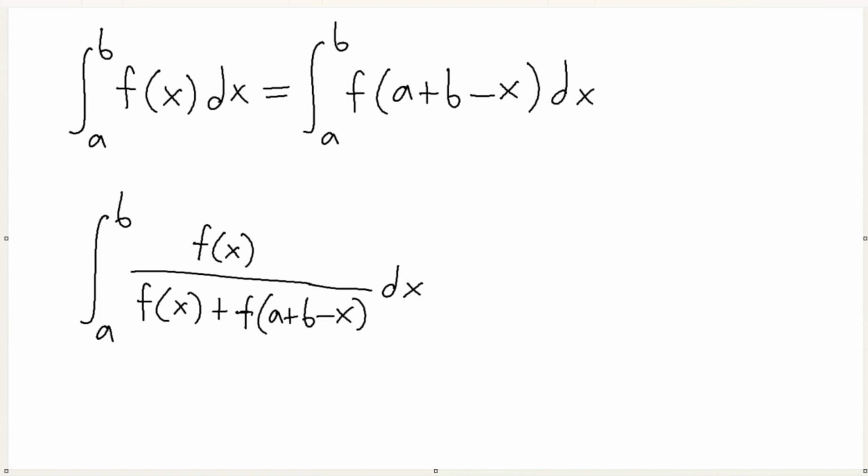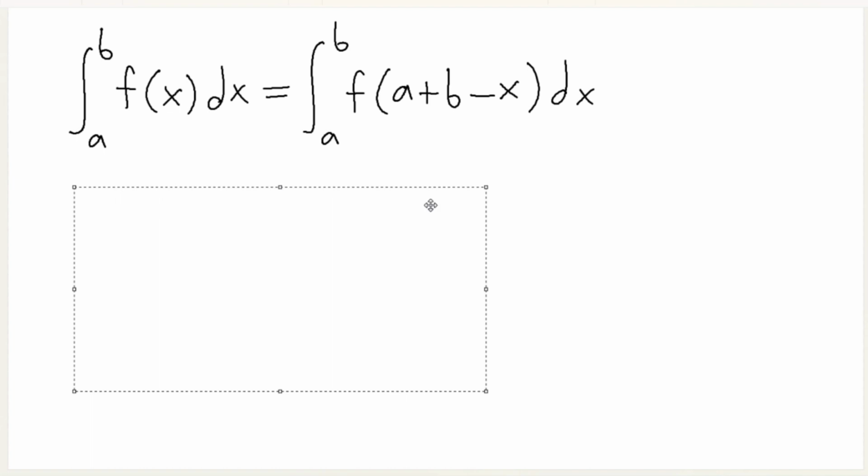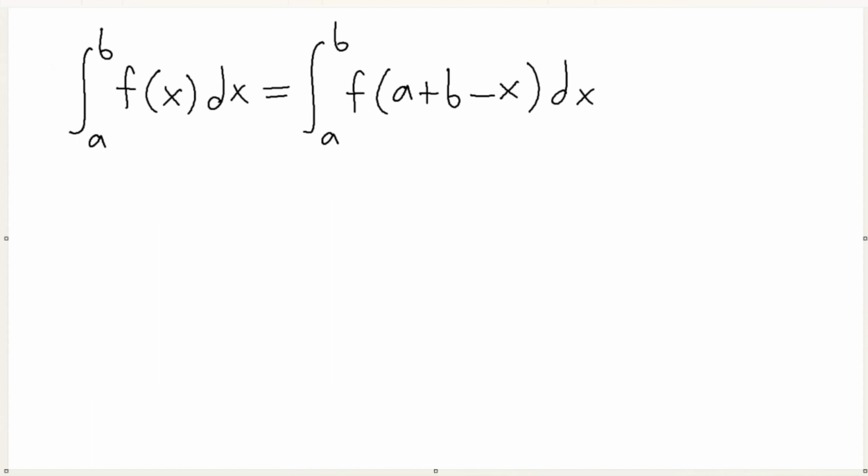Now, let me first show you why this formula holds. Pretty much what we're doing is letting u equal a plus b minus x. That's all we're doing. It's just a u substitution. And then to solve for x, it's just a plus b minus u, which is how we got this. Wait, but that's not u, right? Well, let me show you another thing.